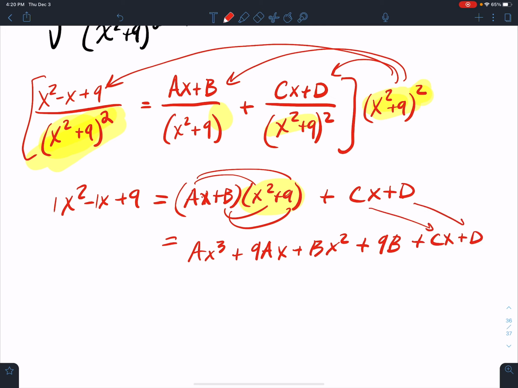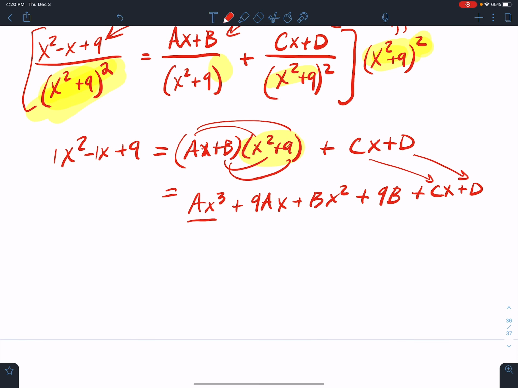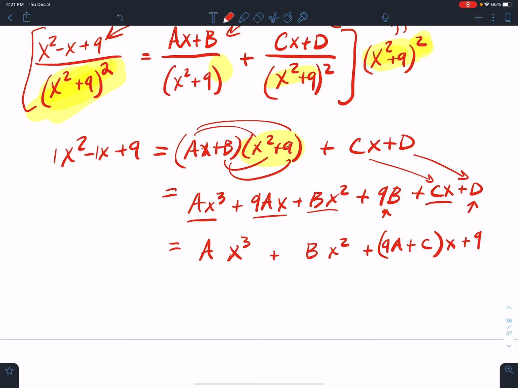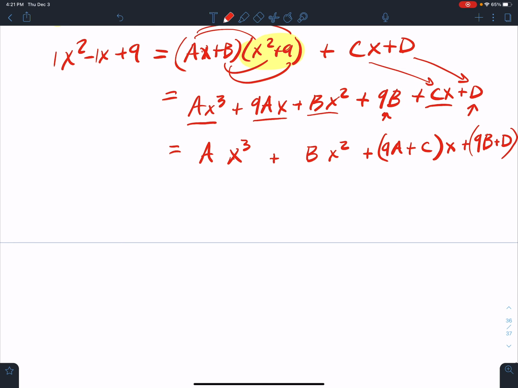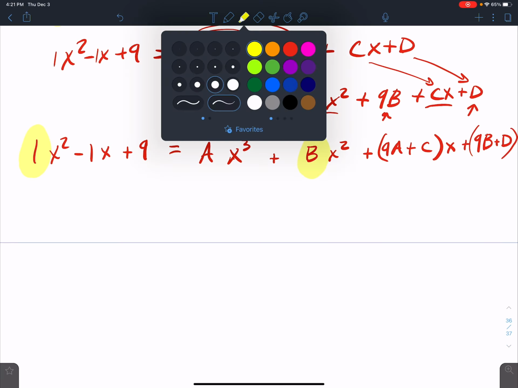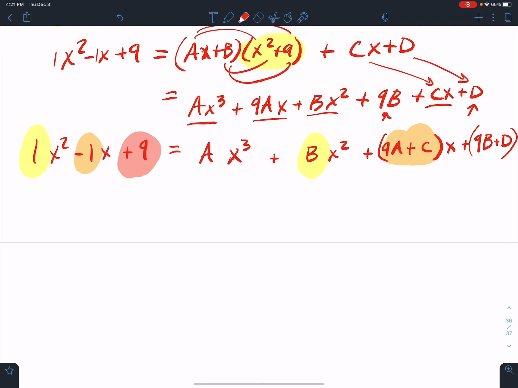I'm just copying those over there. And I'm going to have a cube term, so a and then x cubed. I'm going to have a squared term, plus b x squared. I'm going to have a linear term, 9a plus c x, and I'm going to have a constant, 9b plus d. So this is equal to 1x squared minus 1x plus 9. I'm putting an emphasis on writing these coefficients out because I want to make sure that they line up. The x squared terms need to line up with the x squared terms. The linear terms need to line up with the linear terms. The constants need to equal the constants.